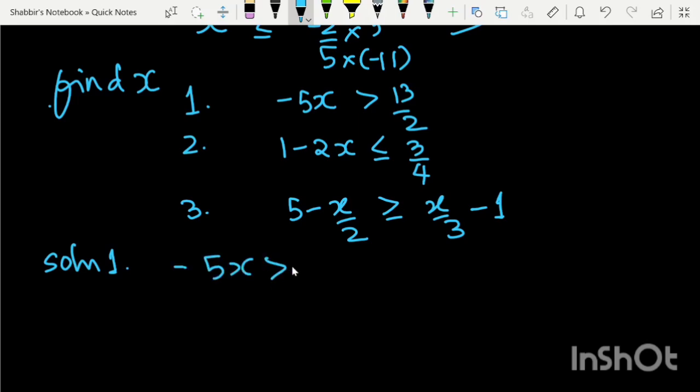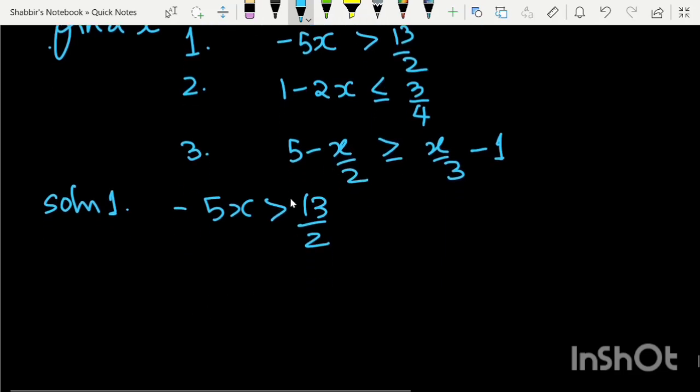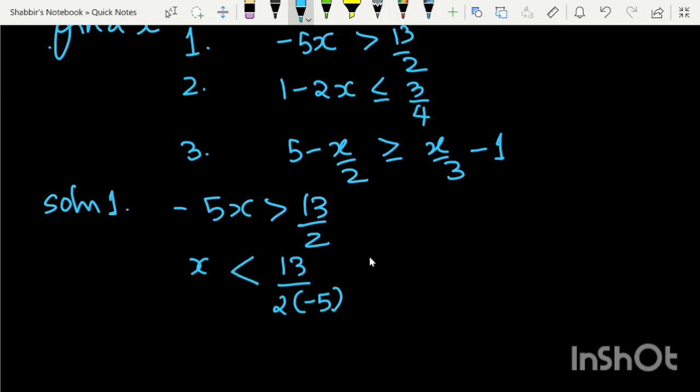Minus 5x, multiplying both sides by minus 1 by 5, or simply cross multiplying the negative number which is minus 5 to the denominator of RHS, the sign of inequality is reversed. So this becomes x less than minus 13 by 10. Now let's do the second one. 1 minus 2x less than equal to 3 by 4.